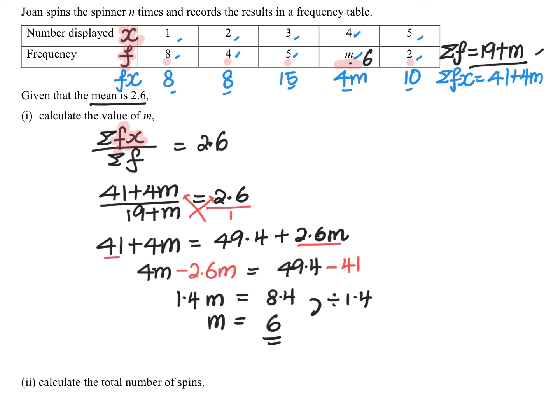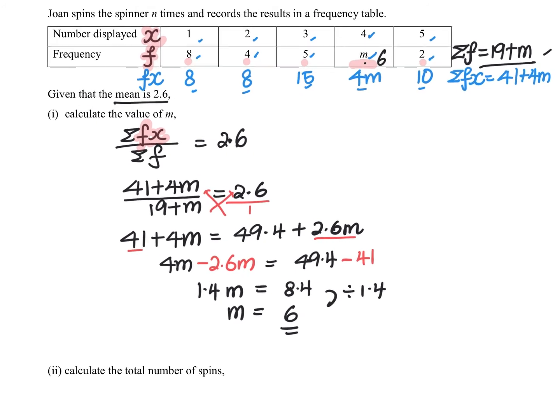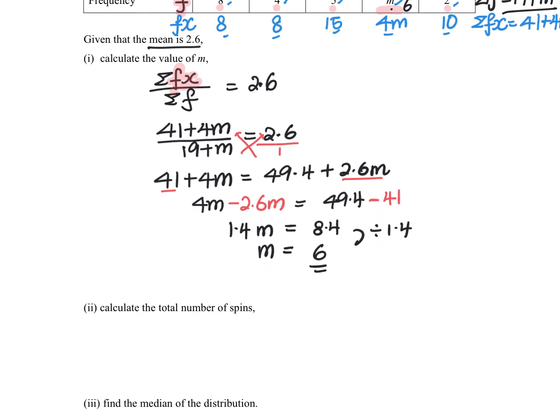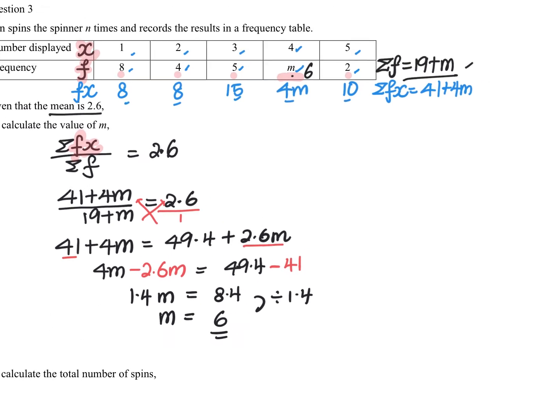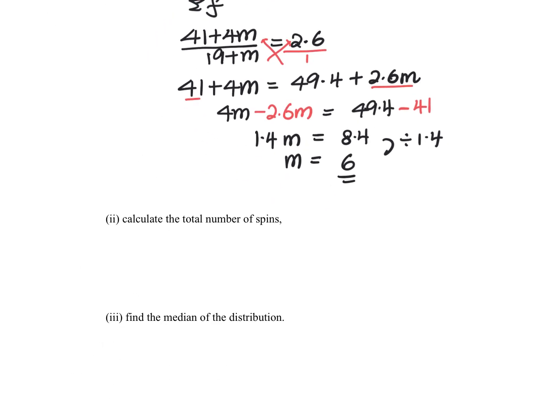Okay, so I'm going to plug 6 into my table. But this m is only for this part, part 1, part 2, when they say that it's the mean. So I found m to be 6, and I'm going to plug it inside. Now they ask me to calculate the total number of spins. What's the total frequency? 19 plus m, so we are going to use 19 plus m. m is now the value 6, which gives me 25. So the total number of spins will be 25 spins.